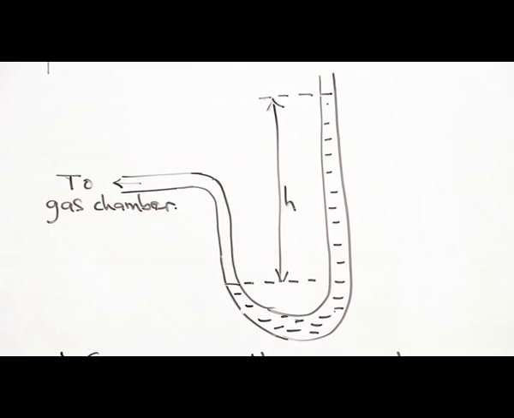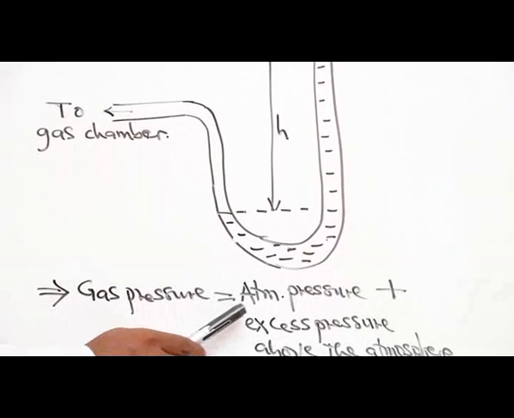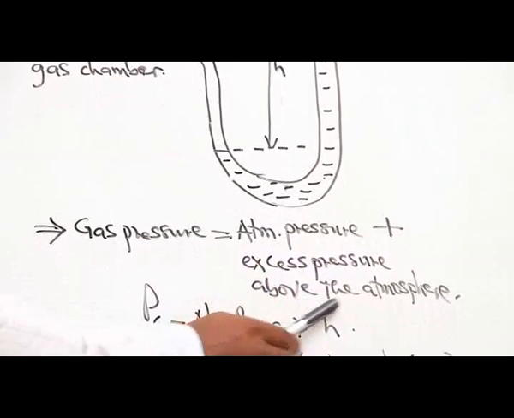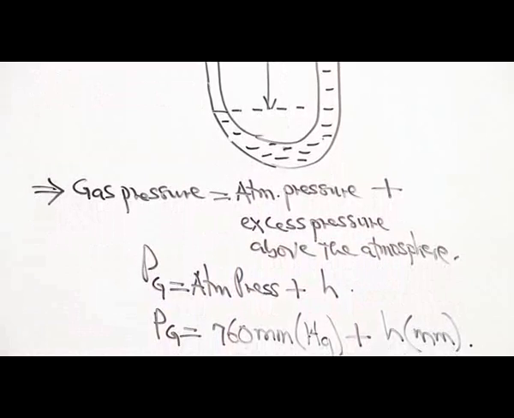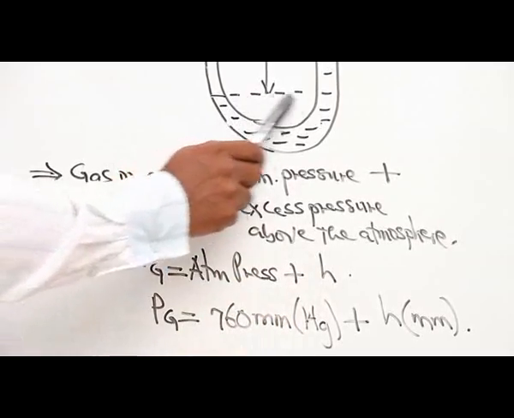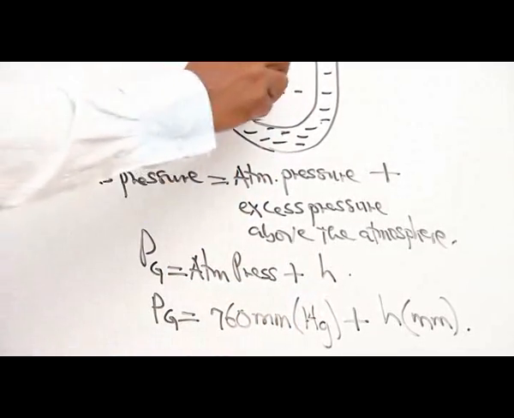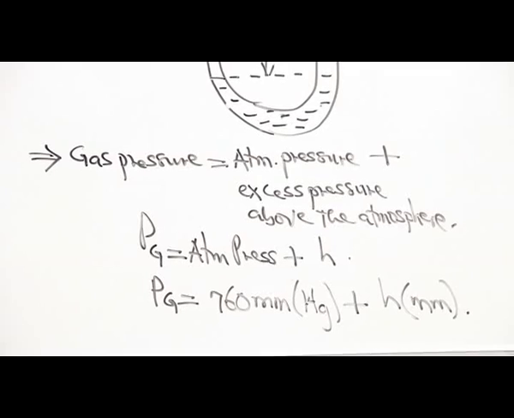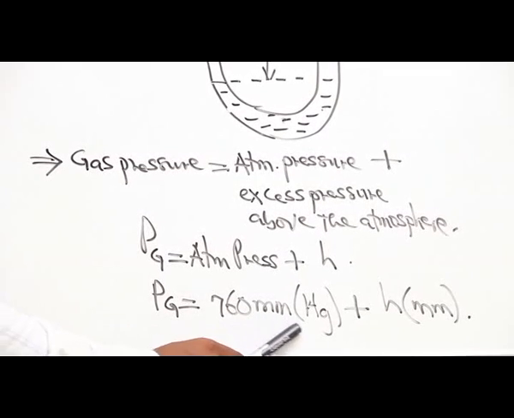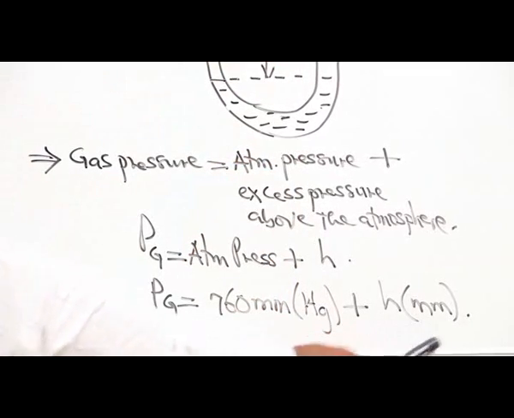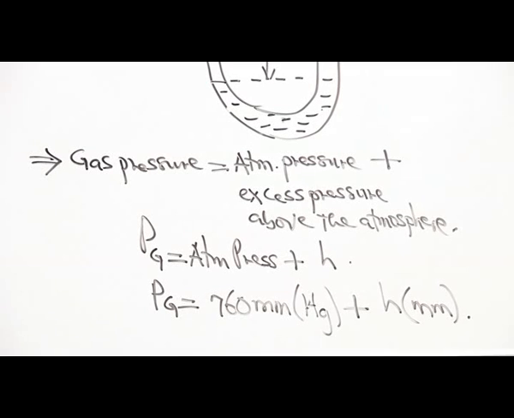If it is mercury, the pressure of the gas exerted on the liquid is equal to the atmospheric pressure plus the excess pressure above the atmosphere. In equation terms, gas pressure is atmospheric pressure plus the difference in the level of the liquid on both arms of the manometer. That's H. If the liquid is mercury, the atmospheric pressure is 760 millimeter mercury. Then the difference in height between the two levels should also be in millimeters. If we sum them up, that will give us the pressure of the gas.